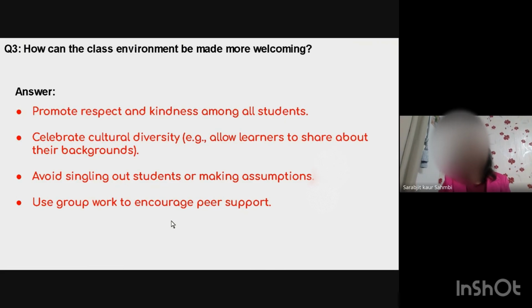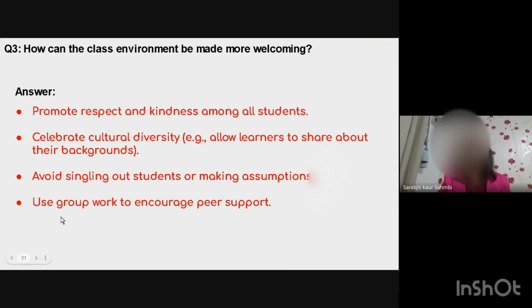Avoid singling out students or making assumptions. As a teacher, you should avoid singling out. You should not shout in the class, like, do you need help, you can't do it yourself. You should not use any negative words to your students. And stop making assumptions, like you can't do anything. This is a main thing. If you see a student like Ahmed, never give them any negative remarks or negative words. Always be positive, say things positively.